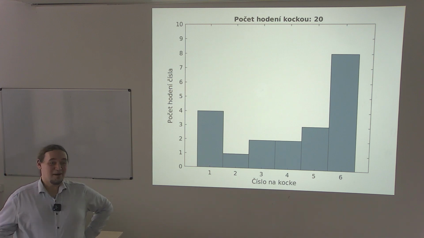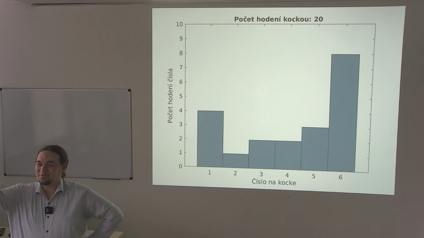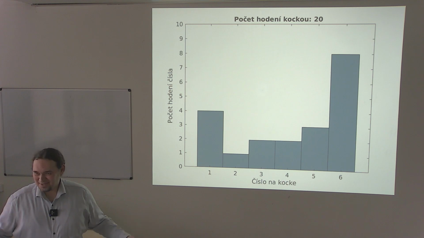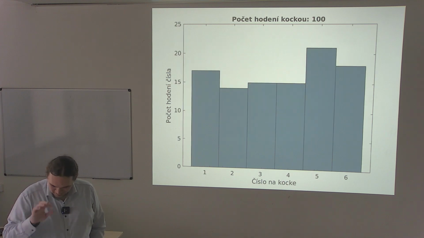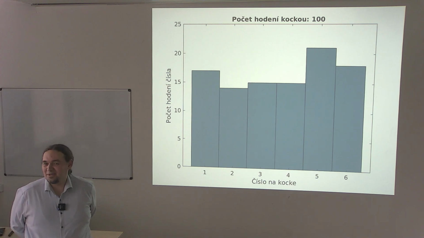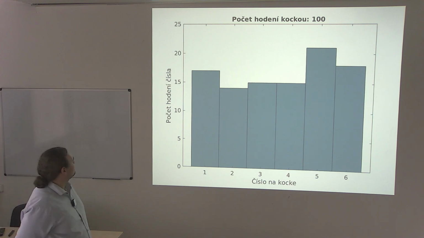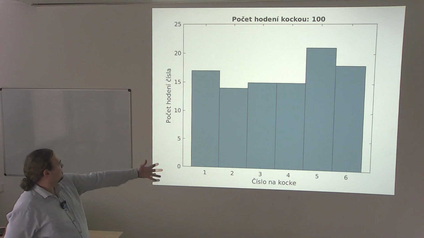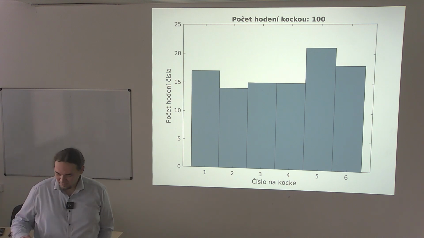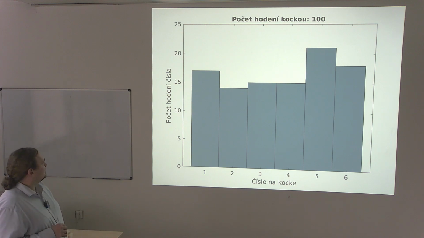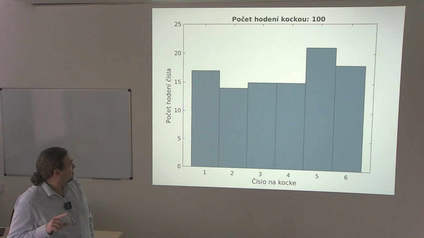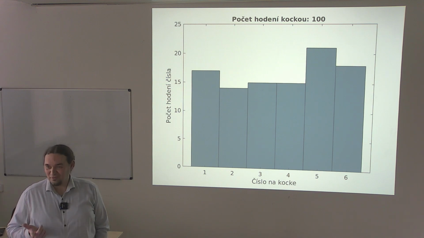So if we have MATLAB and we can simulate this, what do we do? We get more attempts. If we get 100 attempts, it's already quite a different picture. Right, it doesn't seem that the 6 is dominant. Now the 5 seems to be dominant, but only relatively slightly.